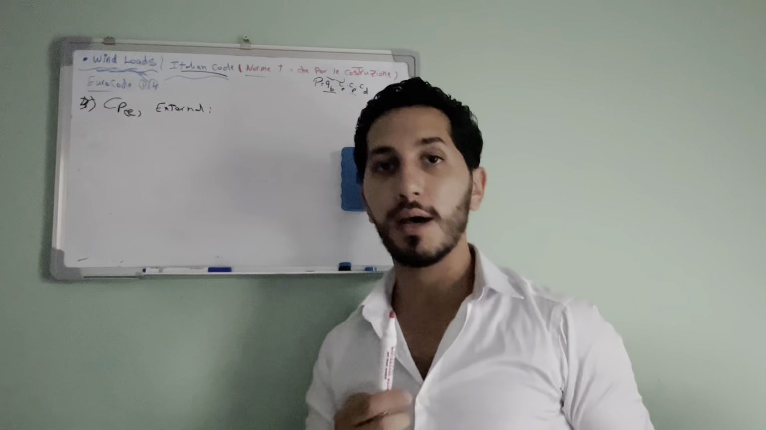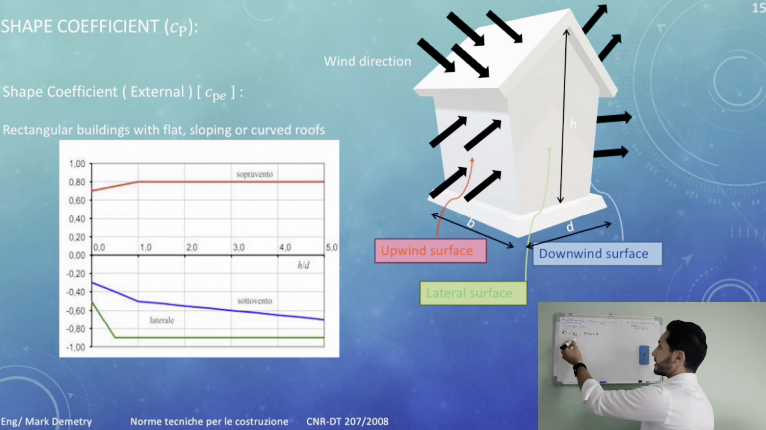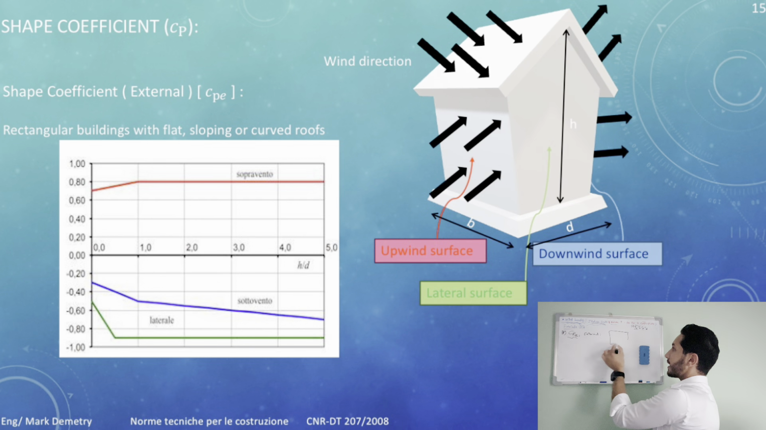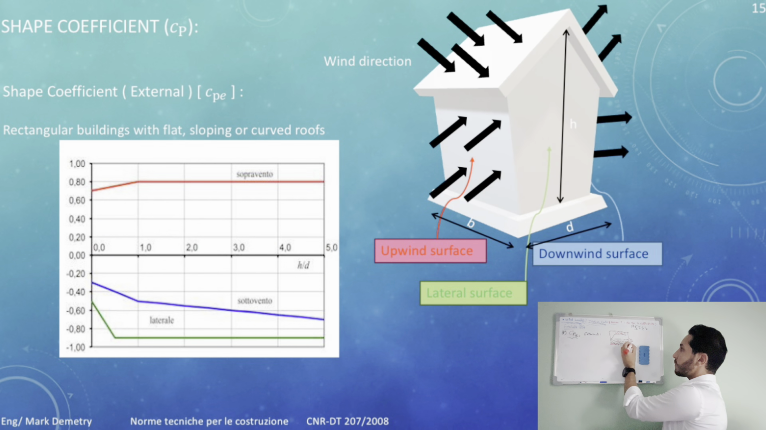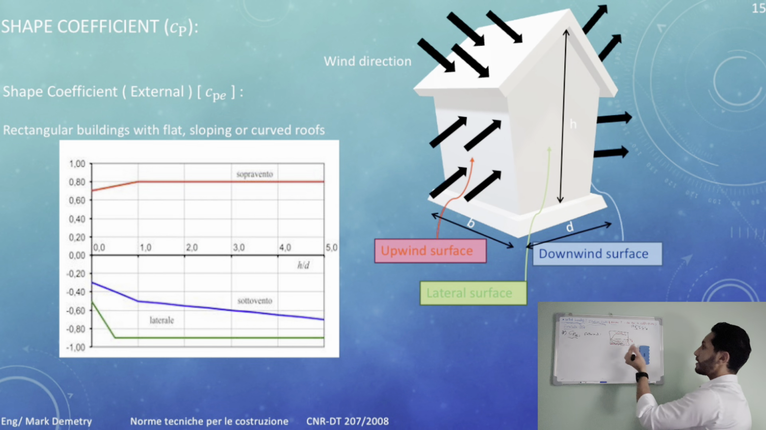You can see by the picture in front of you that this CPE is given by a chart like this. I'm sorry for the Italian charts, but sopravvento means the upwind surface, sottovento means the downwind surface, and here we have the lateral surface. If you know H over D, what is H, what is D? Sorry for forgetting to say this.